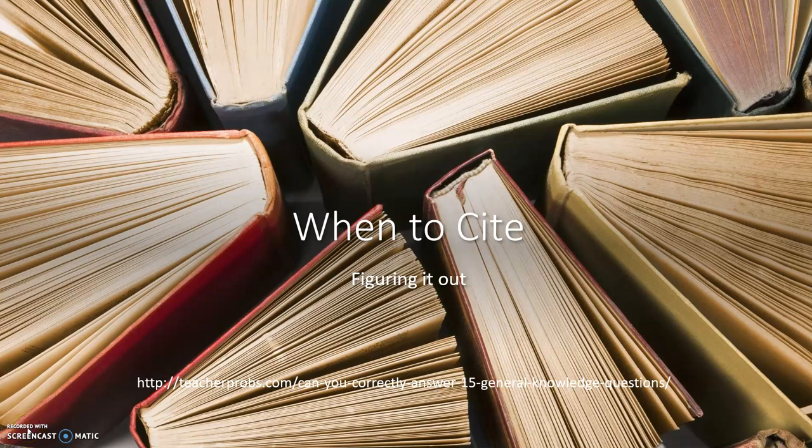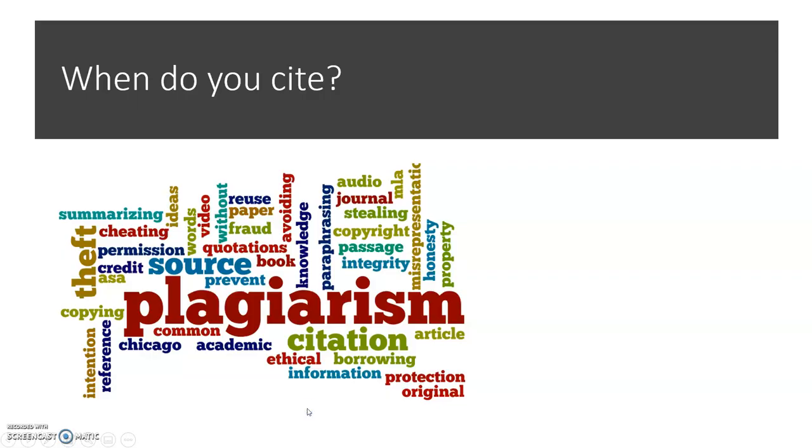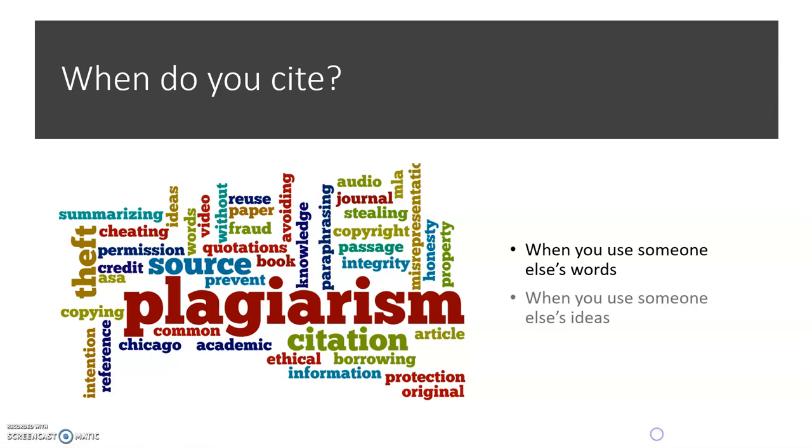So this video will help you figure out when you need to cite information and when you don't. All right, so when do you cite? There's two situations when you cite information. First one is when you use someone else's words, and the second situation is when you use someone else's ideas. So it's not just the words, it's the ideas.